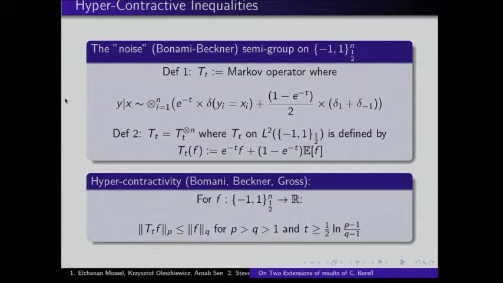So that's one definition. An equivalent second definition is the functional definition. We act on functions. What do we do to a function? Well, if we look at a function on the two-point space, with probability e to the minus t we stay at the function, and otherwise we average the function. So this is the operator on the two-point space, and then we look at {-1,1}^n. We are looking at the n-wise tensor of this operator.